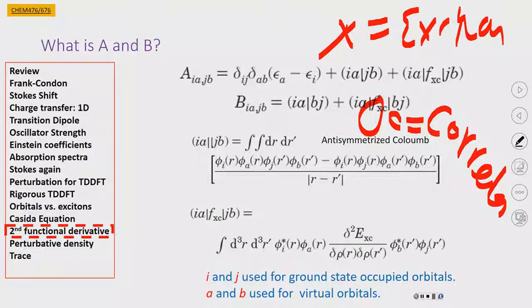And as always in DFT, instead of taking these integrals directly, which is expensive, one does the derivative of energy, functional derivative over density. And since it is not the ground state but an excited state, it is second order.